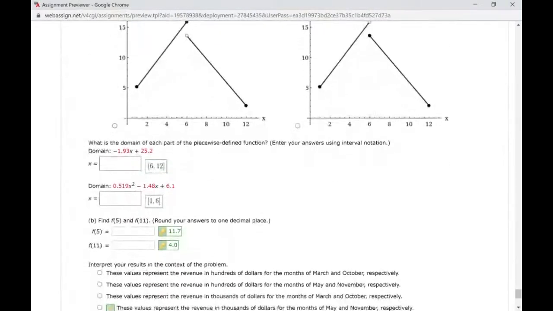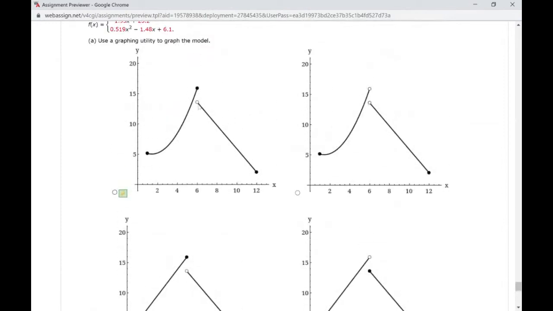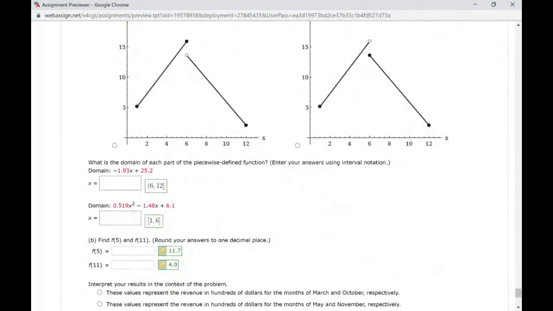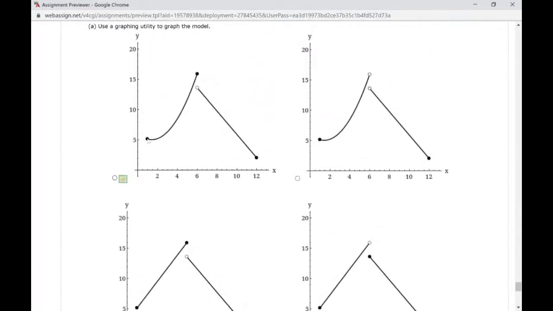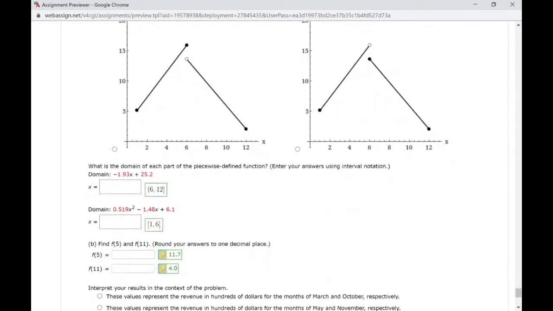Very good. So I'm showing you the answers right now. For that line, it's going to be 6 to 12. It's going to be a parenthesis right here for 6 because it's open. But for the domain of that quadratic piece, it is closed everywhere from 1 to 6. So that's why it's going to be brackets right there.